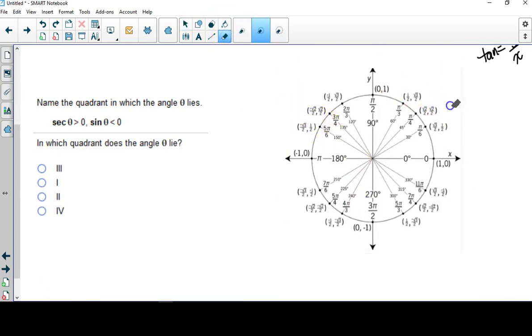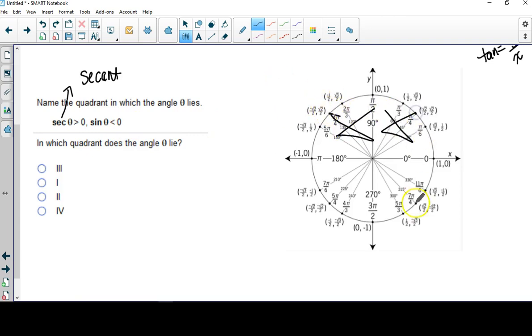Where are we? Secant is greater than 0, and sine is less than 0. All right, so sine's less than 0. I know right away these guys are out. I need sines to be negative, so I'm down here.